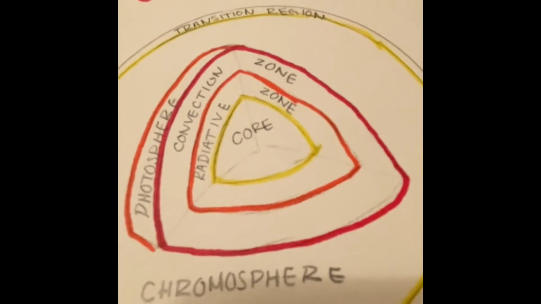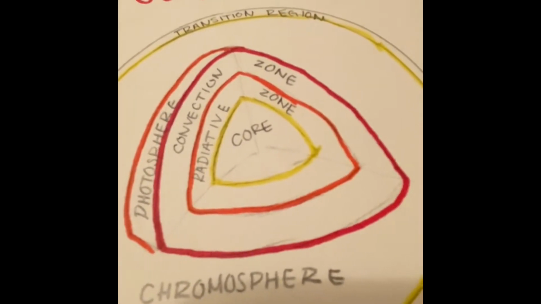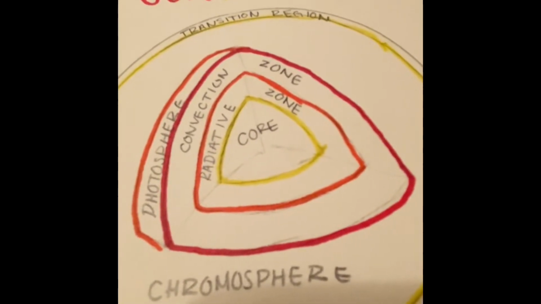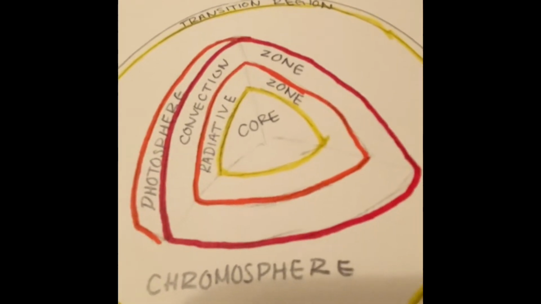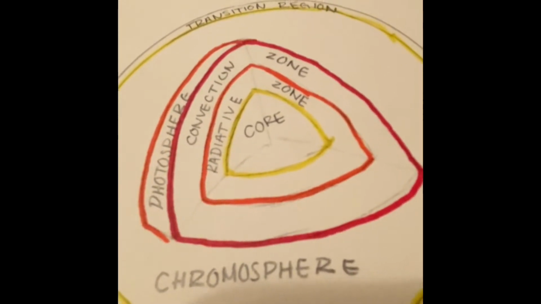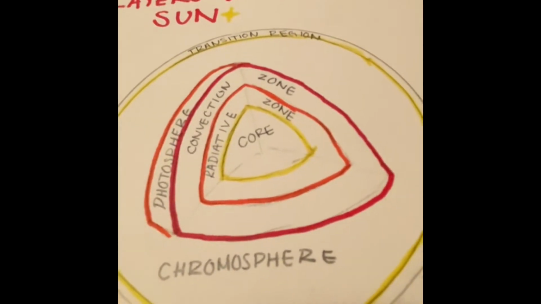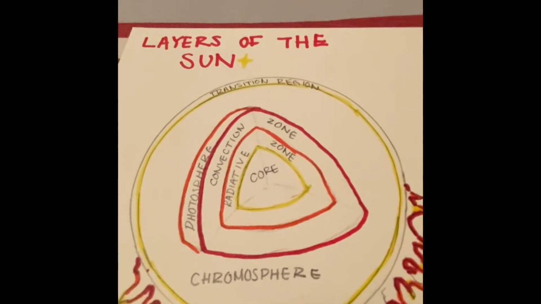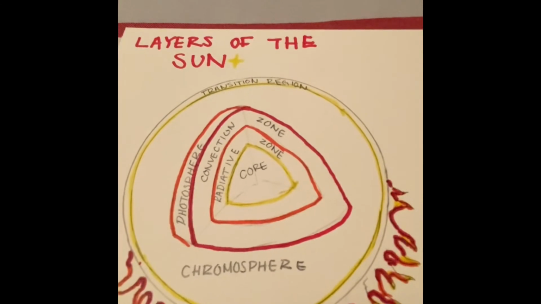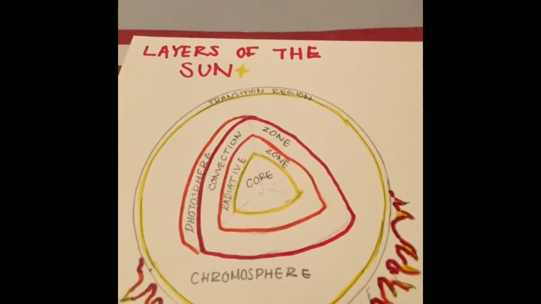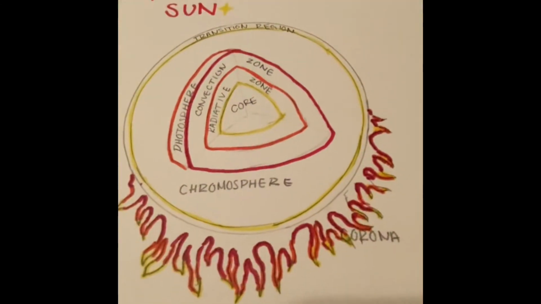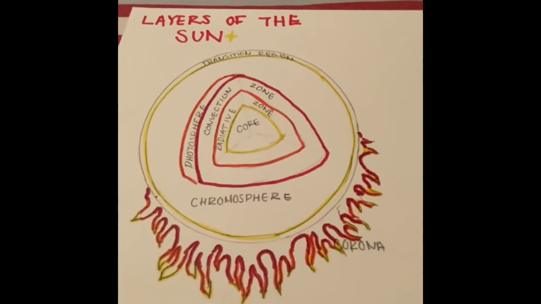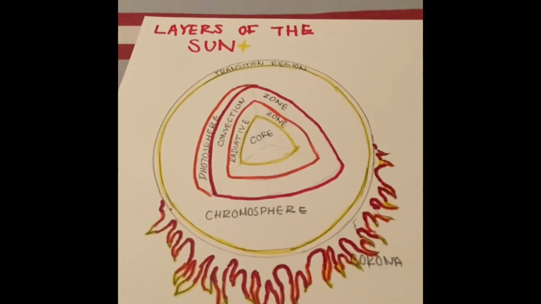The fifth layer is the chromosphere, and it actually gets hotter as you get farther away from the sun, and if you get closer, it gets cooler. The sixth layer is the transition region, which is a narrow layer between the chromosphere and the corona. And lastly, the seventh layer is the corona, which is actually the hottest layer, and it produces all of the heat and light we can see from Earth.